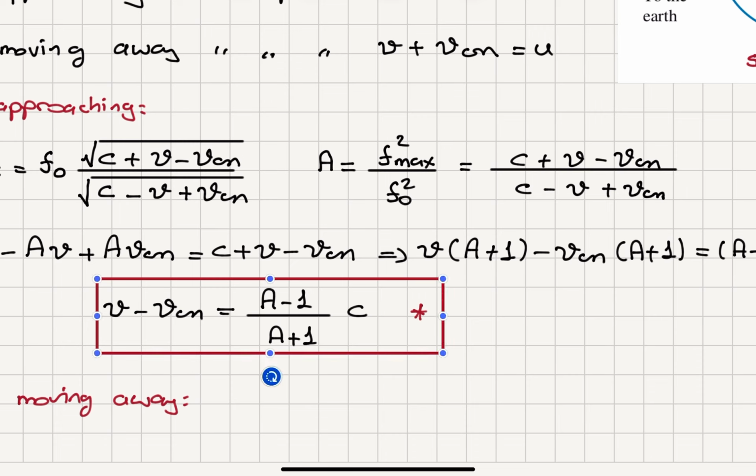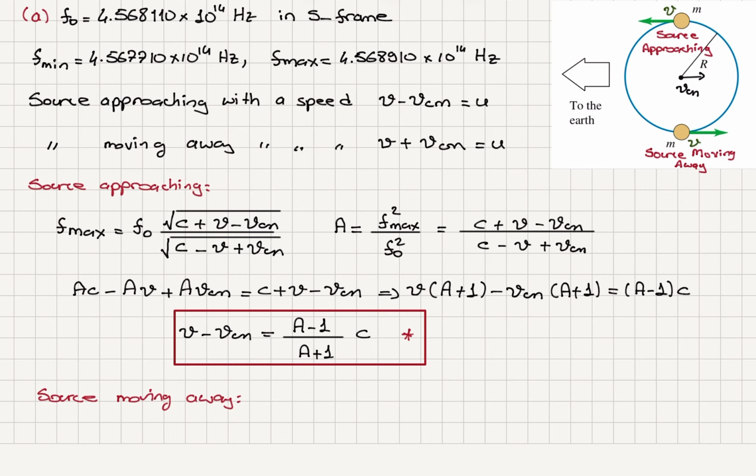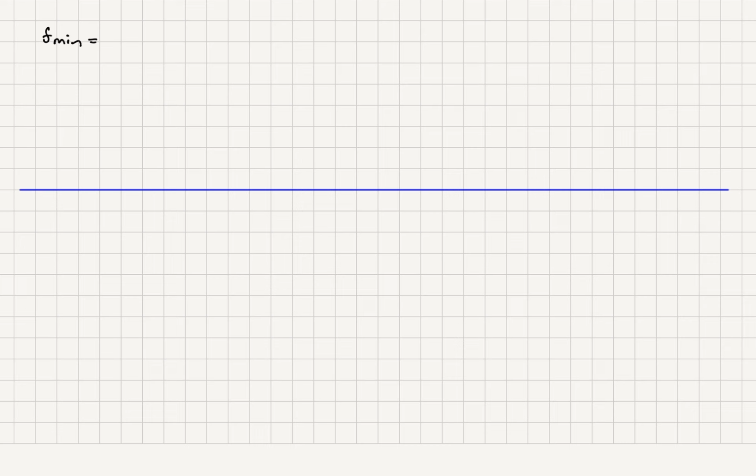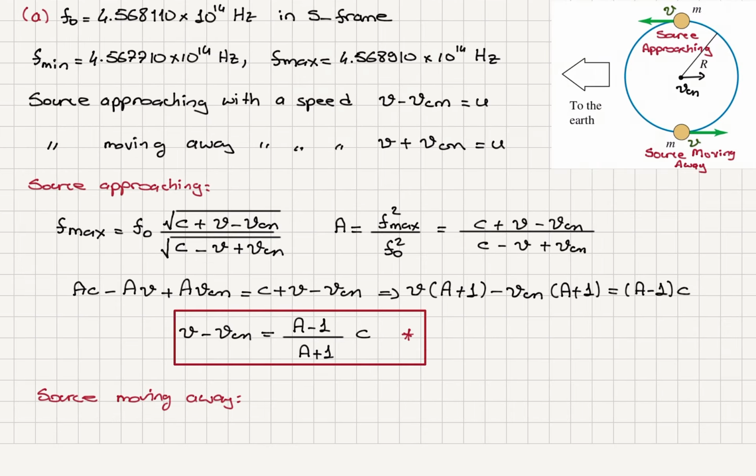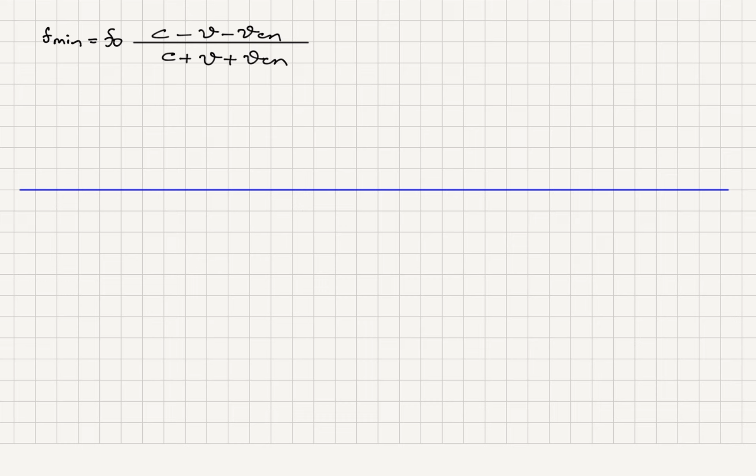Now, if the source is moving away, we have to deal with the minimum frequency. The minimum frequency is F0 times the square root of C minus V minus V center of mass divided by C plus V center of mass. Because that is this scenario, source moving away with a speed V plus V center of mass. We have the square root on top and square root at the bottom.